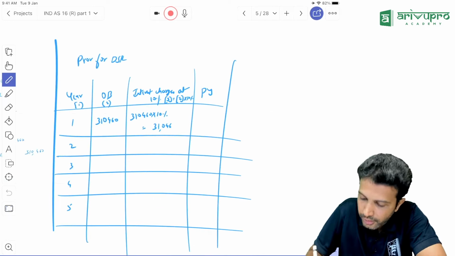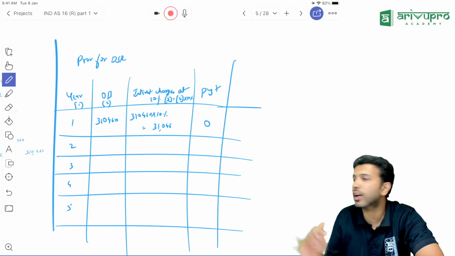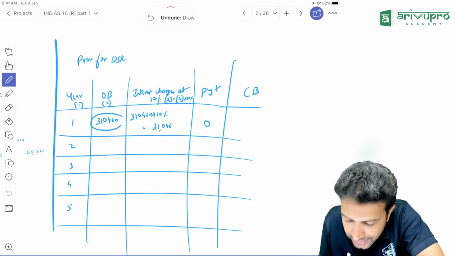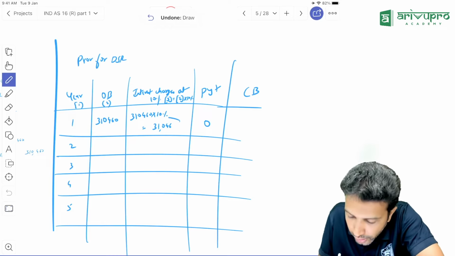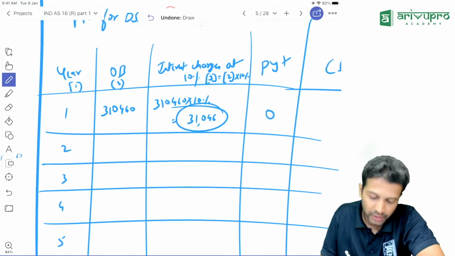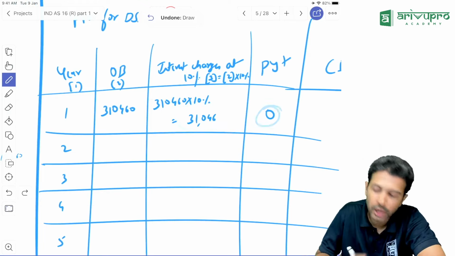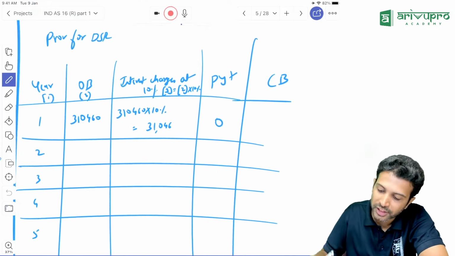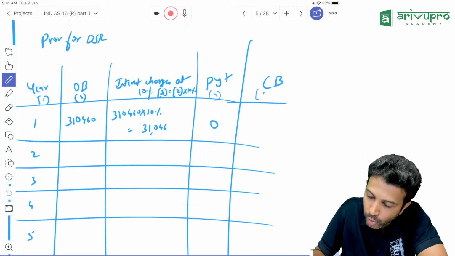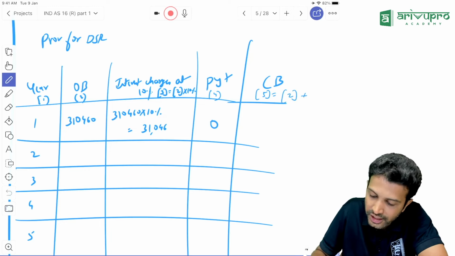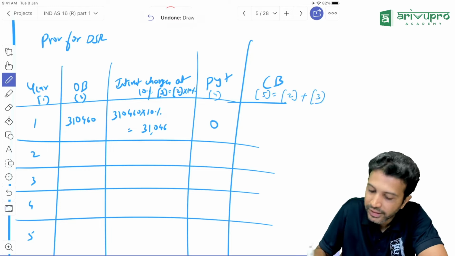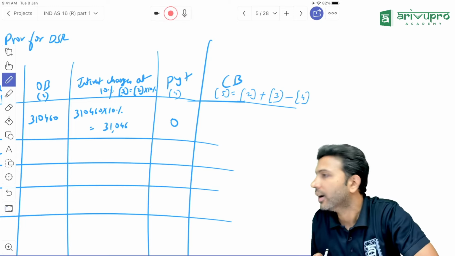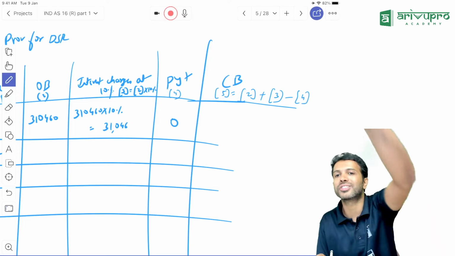Now payment. Have I made any payment for DSR cost in the first year or no payment? No payment. That means what is the closing balance? Now tell me what is the loan balance. When I took the loan at 3,10,460, on this loan I have to pay how much interest? 31,046. Did I repay any loan in the first year? No repayment. So how do I get my closing balance? Take the opening balance, which is in column number 2, add interest charges to it, and if you have any payment, when you repay any money, the loan balance will reduce. So column number 5 is given by 2 plus 3 minus 4.